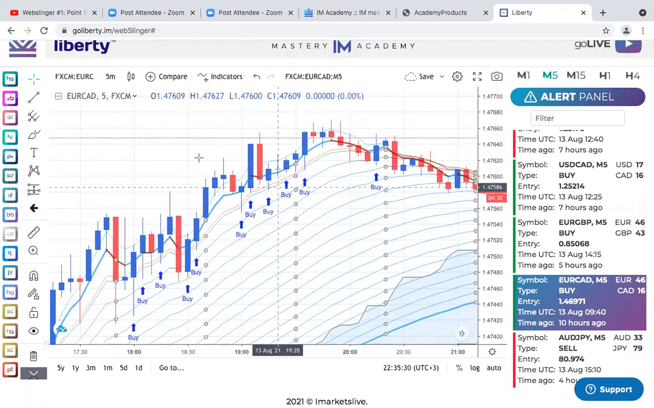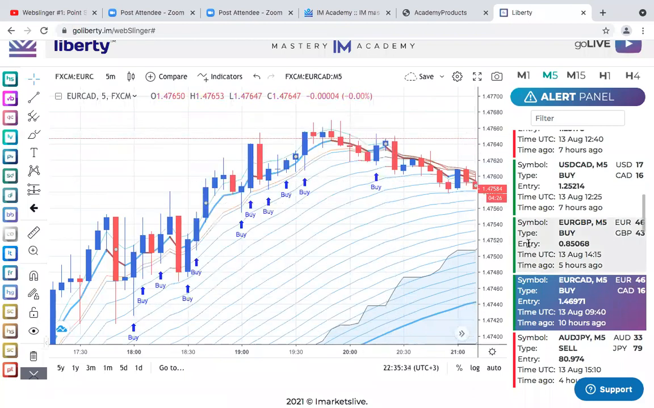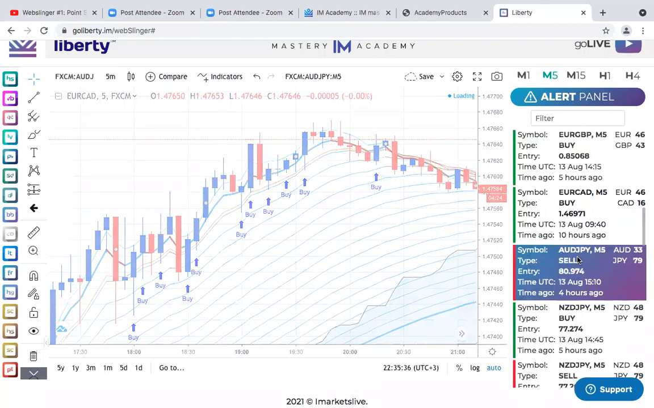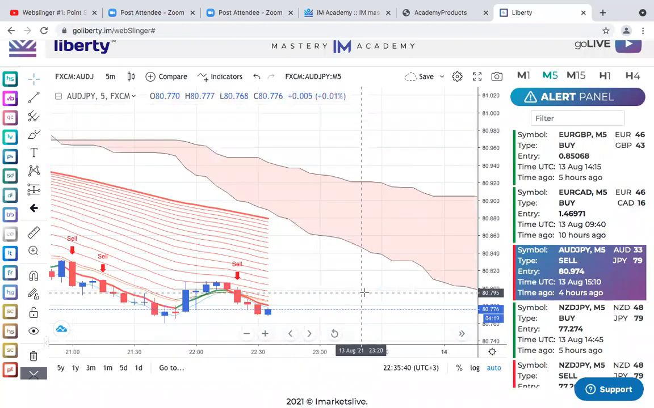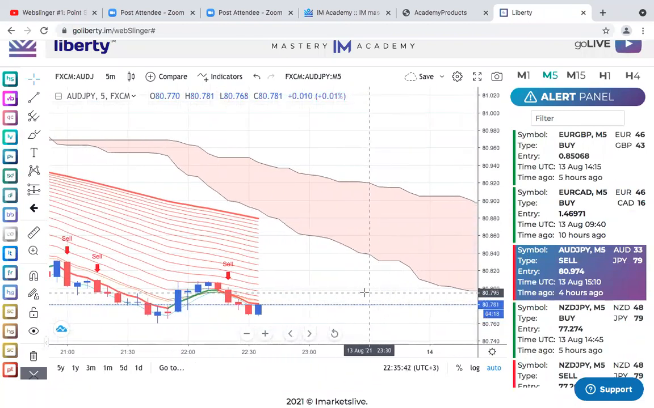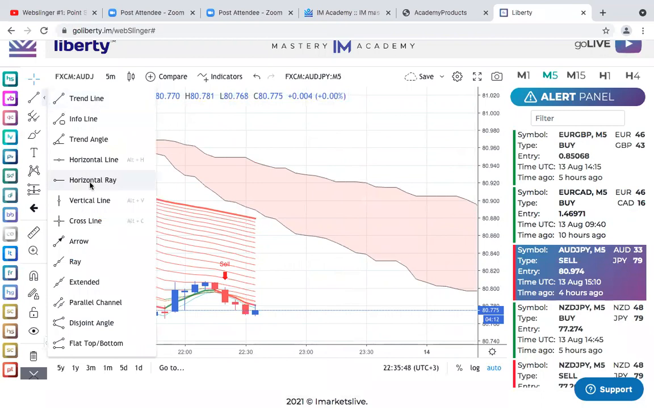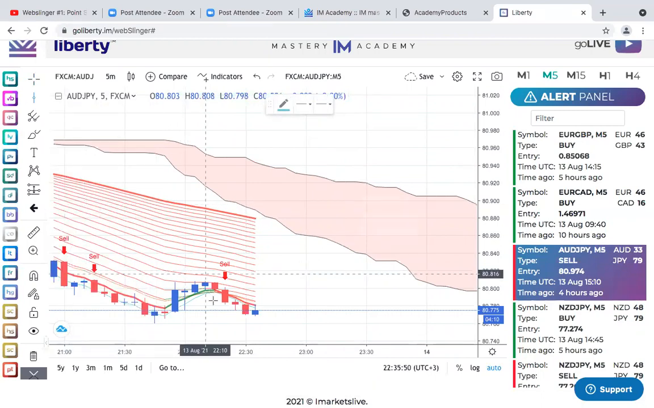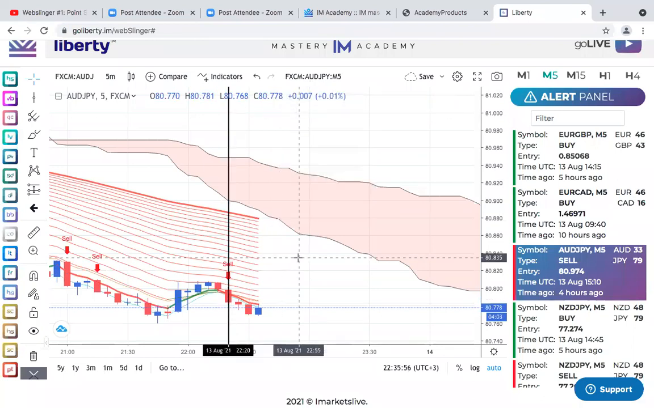Let's find a selling position. Maybe I can pull up the double EMA on another one. Let's go to AUDJPY. Okay, for example, boom, this was another valid trade, right? And I'm gonna actually line this up for you guys.